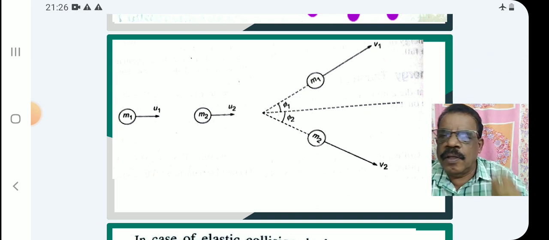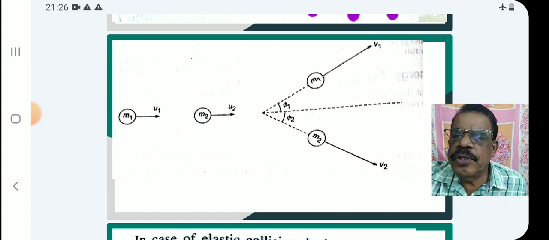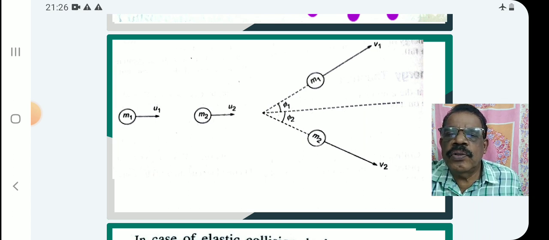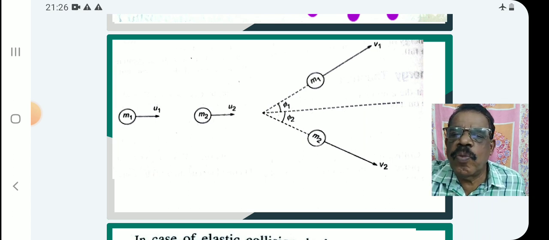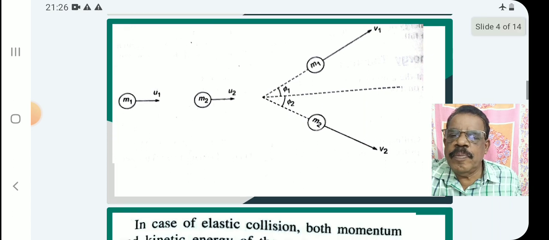M1 is coming with velocity u1, M2 is also with velocity u2. u1 is greater than u2. They will collide. The collision is oblique. So they move in the direction shown by the arrows, theta 1 and theta 2 are the angles. The velocities are v1 and v2. And this representation is actually the oblique impact representation.